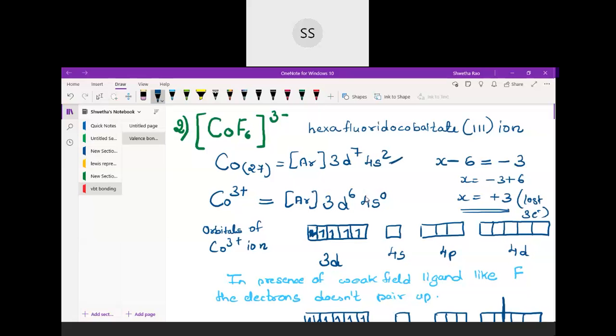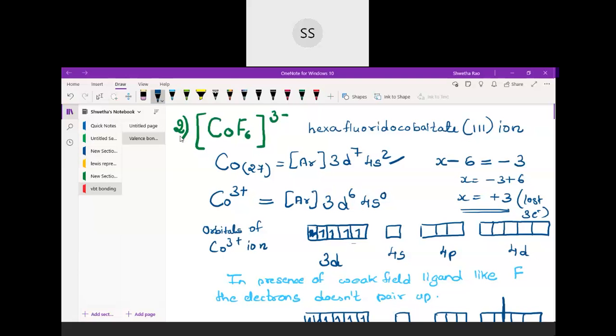After writing the electronic configuration, you will understand. So from the last shell, you have to start removing. So here 2 electrons I am removing from the last shell, and 1 electron I have removed from the 3d shell. So you will get 3d6, 4s0. Okay. Then put them into the orbital. So orbital of cobalt 3 plus ion. Okay. So I am writing orbital of Co3+ ion. In that, distribute these electrons. 6 electrons are there in the 3d. So I have distributed 6 electrons, you can see here.